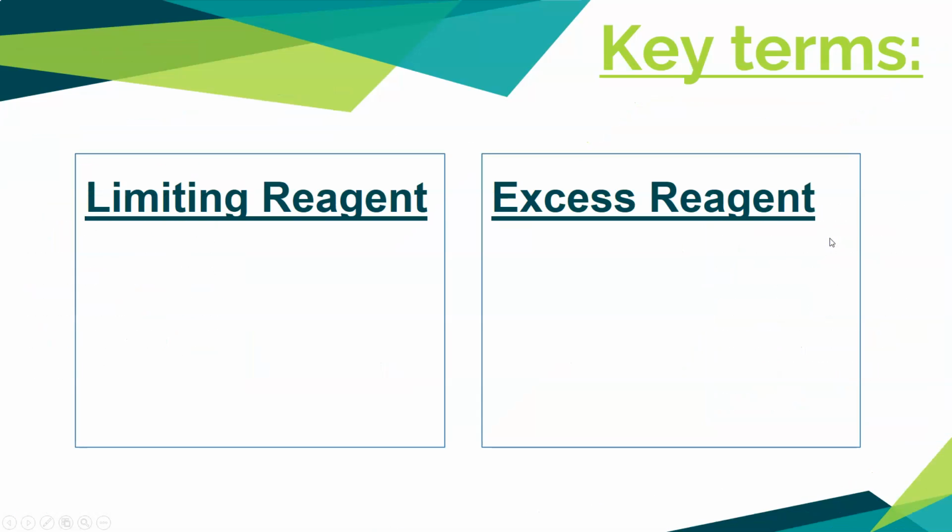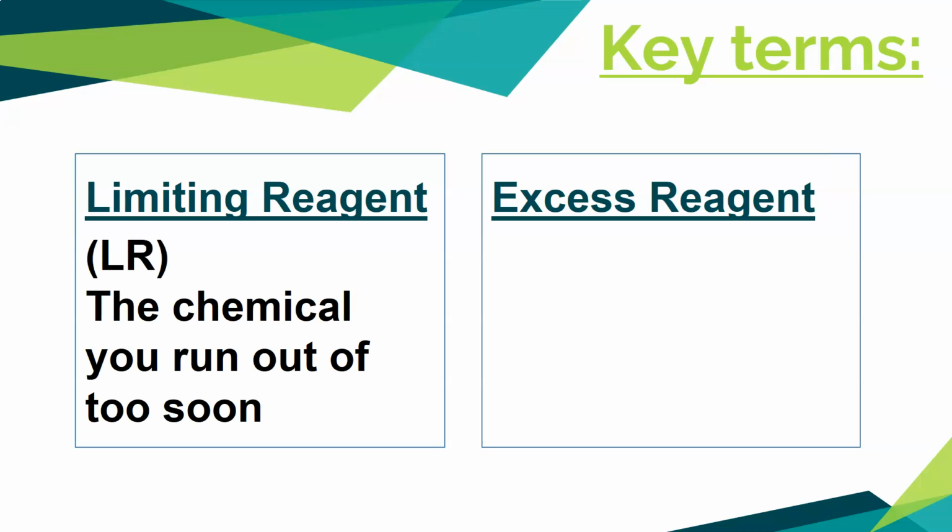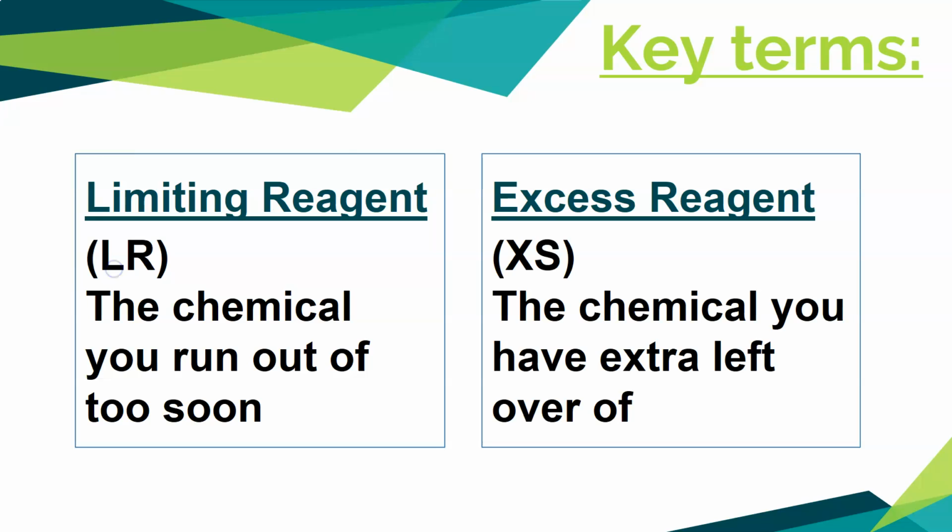So a couple of words that are important to know: limiting reagent and excess reagent. The limiting reagent is what you run out of too soon. It's which you don't have enough of. The first thing you run out of. I like to abbreviate it LR. Excess reagent is whatever you have extra of. You're not going to run out of it. You're going to have leftovers by the time you're finished. I like to abbreviate it as X and then an S, excess.